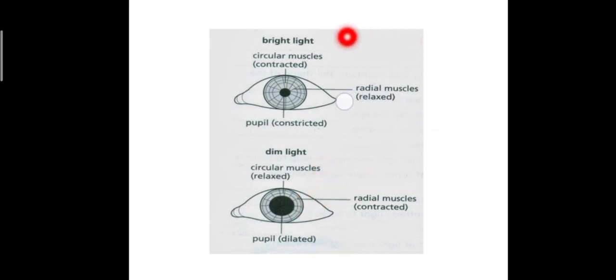In case of bright light, the pupil was constricted, the circular muscles were contracted and the radial muscles were relaxed, while in case of dim light, the pupil was dilated, the circular muscles were relaxed and the radial muscles were contracted.